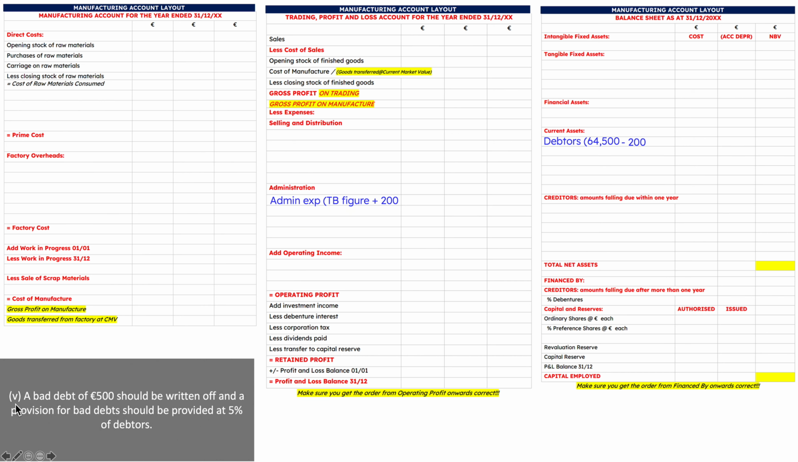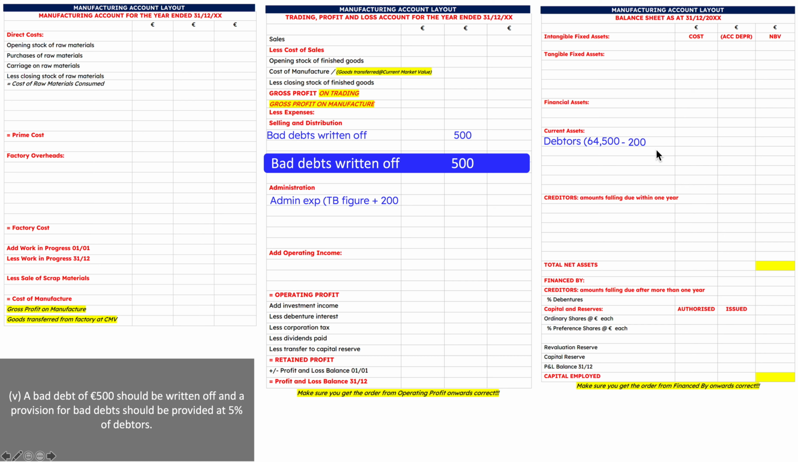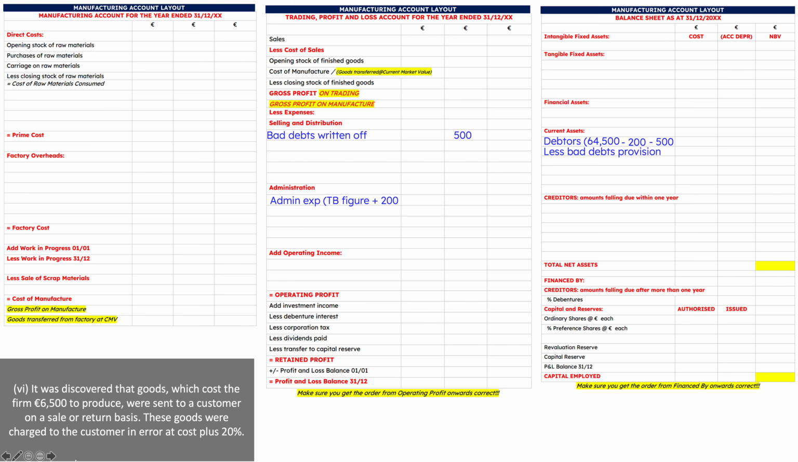Part 5 then. So this part 5, we'll need to do the next part before we can complete this. So a bad debt of 500 should be written off. Bad debts written off, €500 here, and we will minus that €500 from the debtors. Now we can't do the provision at 5% for bad debts because we have to do the following adjustment that relates to debtors. So we have to wait to get the final debtors figure before we can do that.